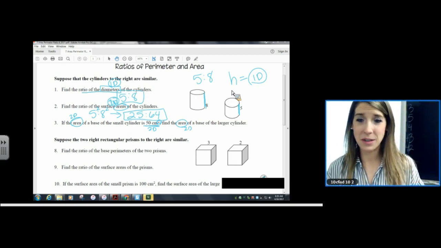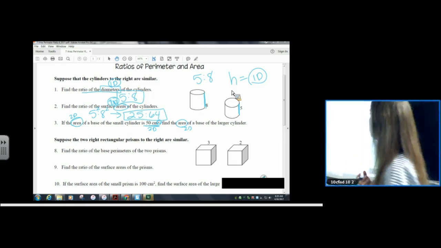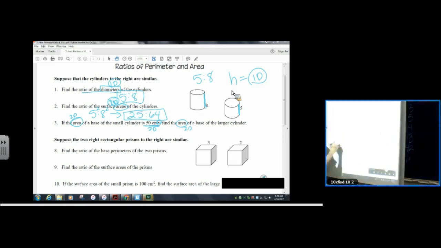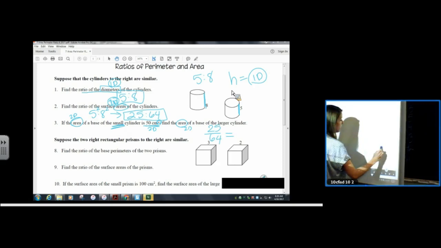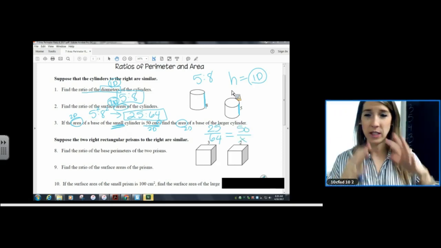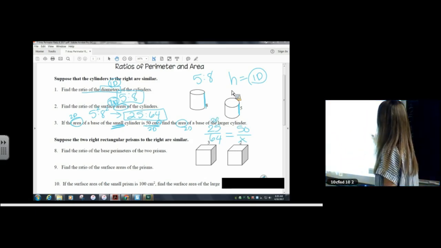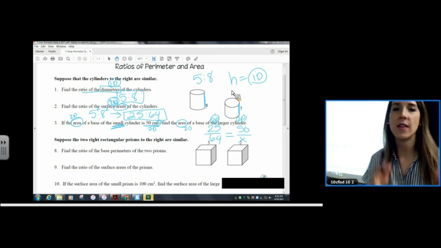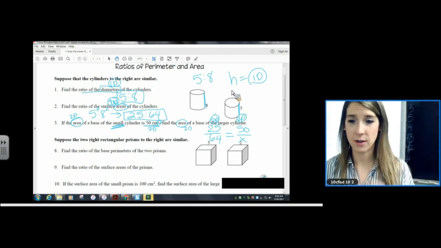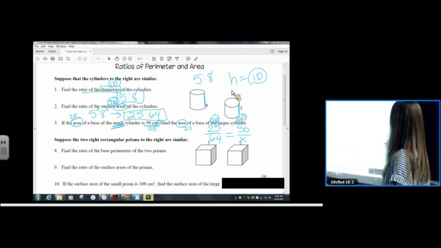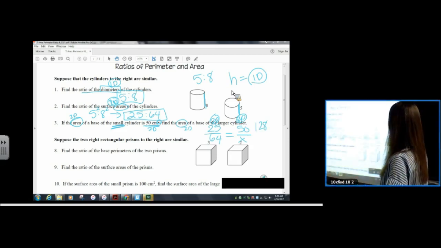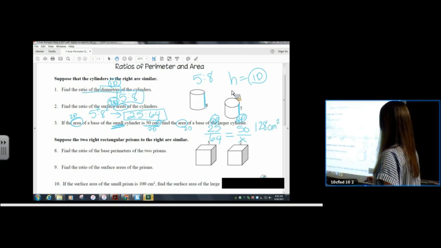Since I'm in 2D in problem 3, I'm going to use my 2D ratio so I don't have to do any adjusting. 25 is to 64 as, okay, the smaller cylinder. So if I'm wondering where to put 50, I put it where the smaller one went. And this is 2D. This is 2D. And when the ratios match dimensions, you're allowed to cross multiply. So when you cross multiply, that's when you get the missing area of the base, 128 centimeters squared.